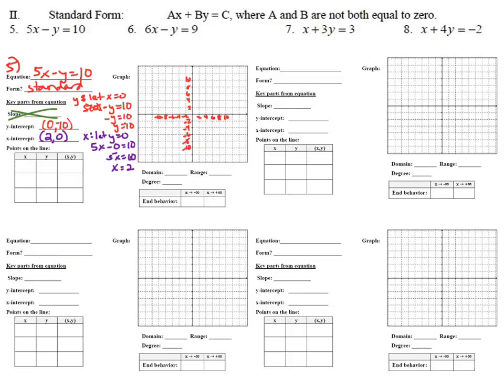So now we can plot those points. We have our y-intercept at 0, negative 10, now that we fixed that. And then our x-intercept is at 2. And then we can connect those 2 points. And then we have those 2 points that are on our graph, so we can add those to our table.